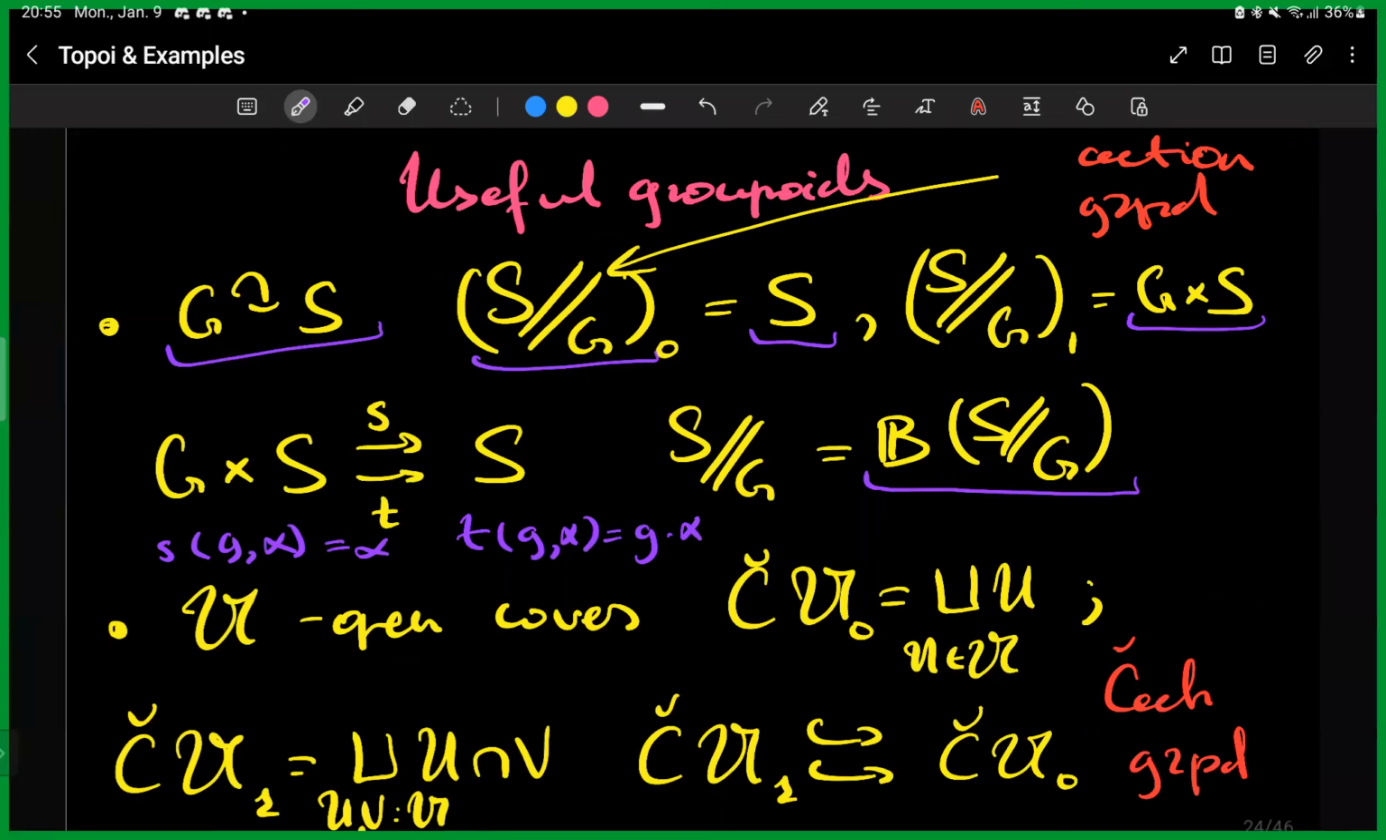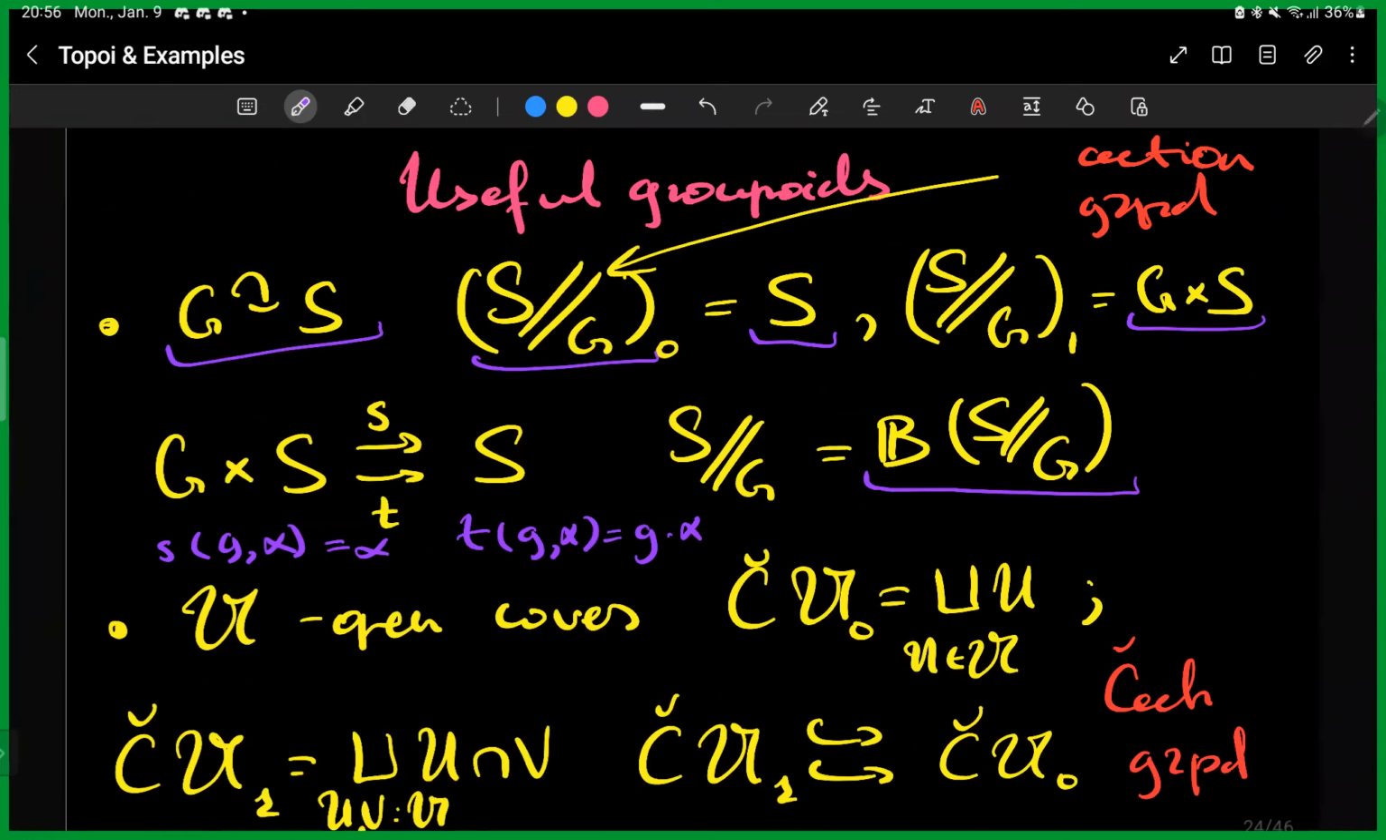Okay, so another important example is what is called a Čech groupoid. Assume that we have an open cover. Then we can take the objects of this Čech groupoid to be the disjoint union of elements of this cover, and the morphisms in this groupoid are disjoint unions of intersections. Then we have two structure maps which correspond to inclusion in the first and second coordinate. So U intersected with V can be included in both U and V, and that's precisely our two maps.